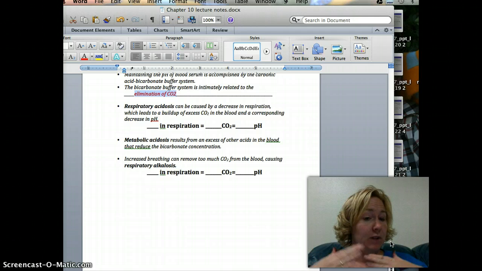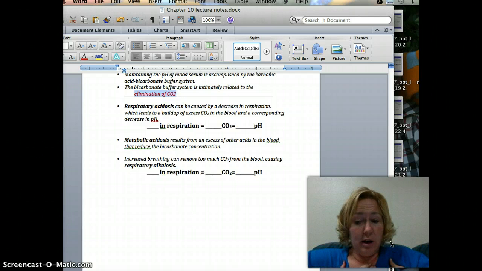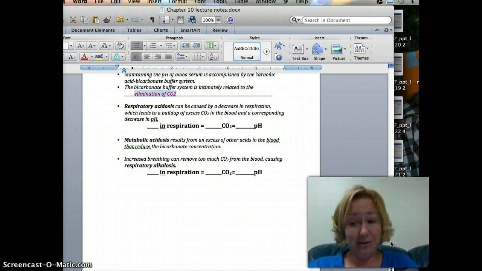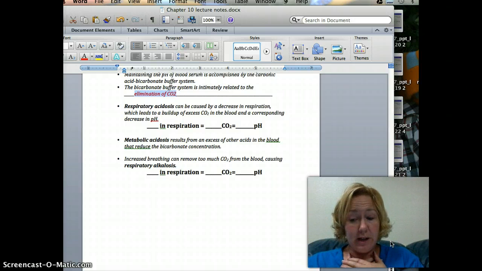So here's what happens. Respiratory acidosis is caused by a decrease in respiration. So you're not respiring. For whatever reason, you're not breathing in and out. A lot of times this is caused by lung disease of some kind. Like you just cannot breathe in and out. It's not like you're just choosing not to. You cannot get breath. It's caused by a decrease in respiration. So you're not breathing in and out.